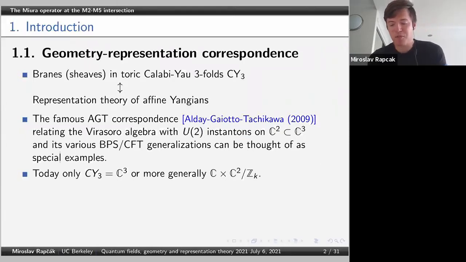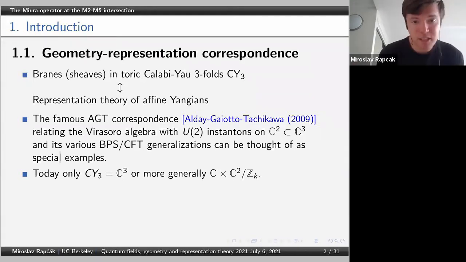On the other hand, you can embed C2 inside C3, which is a toric Calabi-Yau threefold, and it's very likely that there's a relation between these two. And various other BPS/CFT correspondences, as people like to call them, are also special examples of this geometry and representation theory correspondence. But I prefer not to call it BPS/CFT because, as we are going to see even in this talk, it's not always CFTs or their symmetry algebras known as W-algebras that appear on the representation theory side.